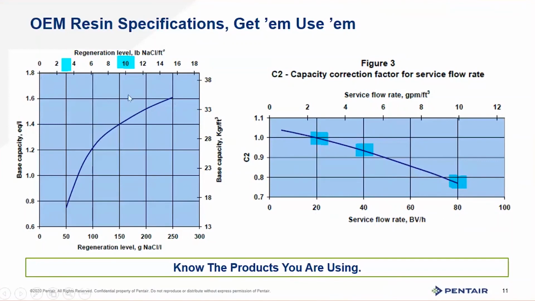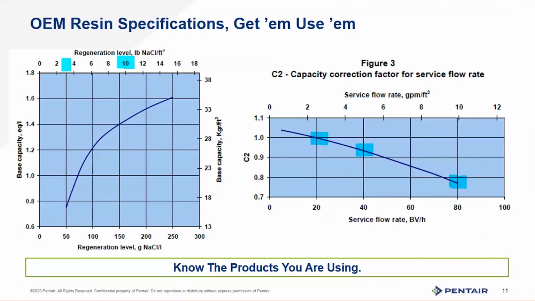Here's their regeneration level. This resin's quite a bit different than that first chart we looked at. That's just a general generic chart covering every resin ever made, boiled down. But here you've got pounds of salt per cubic foot, and kilograms capacity. At 10 cubic feet on this particular resin, we're looking at 31,000 grains recovered. So resin selection may impact your design as well. So know the products you're using.